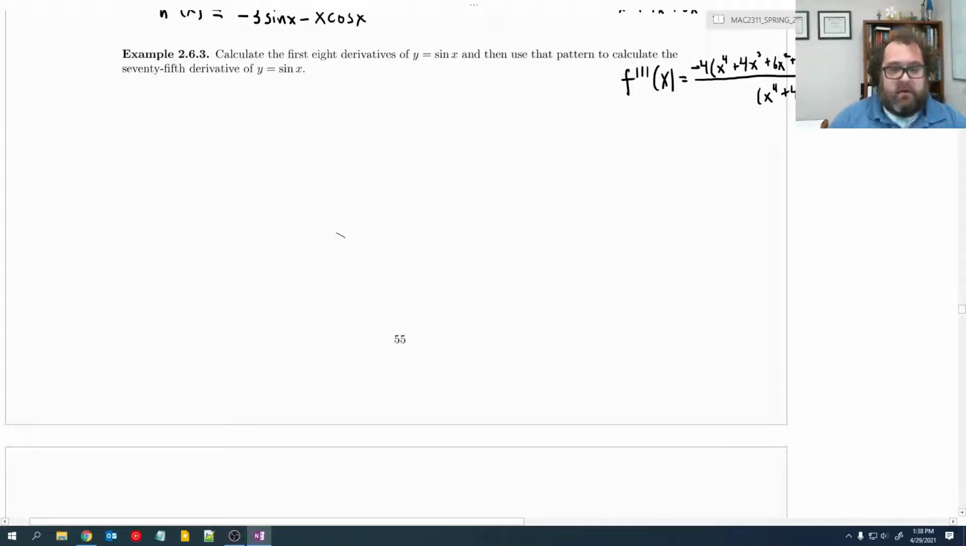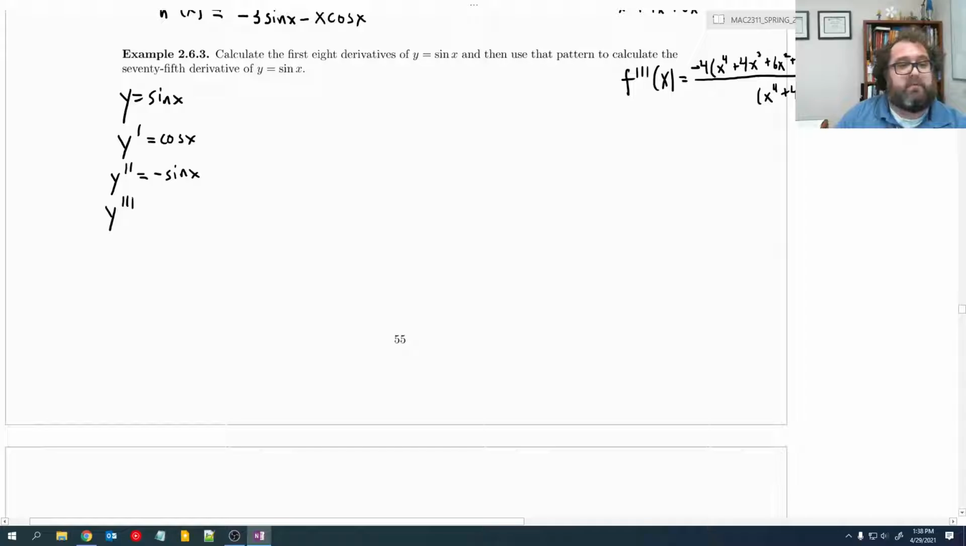So what we have here, start with y equals sine x. What about y prime, the first derivative? You know that's cosine, right? We memorized that, or you're on your way to memorizing that. Y double prime, what's the derivative of cosine? Again, you're memorizing this, or you're very close to it, it's negative sine x.